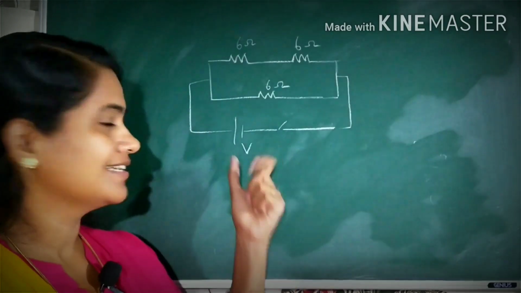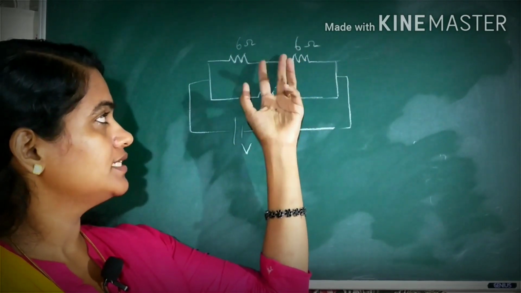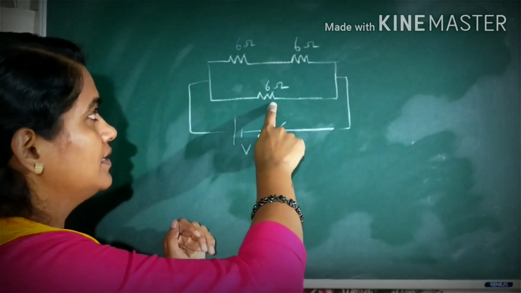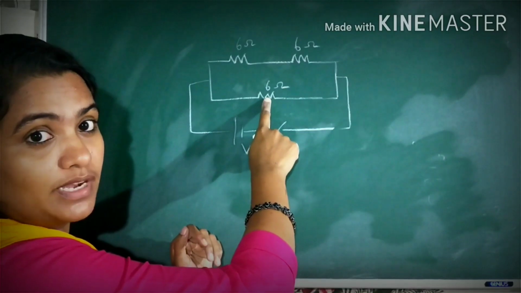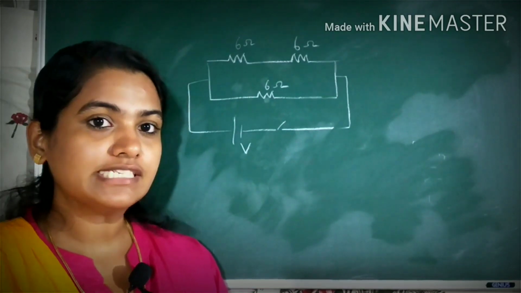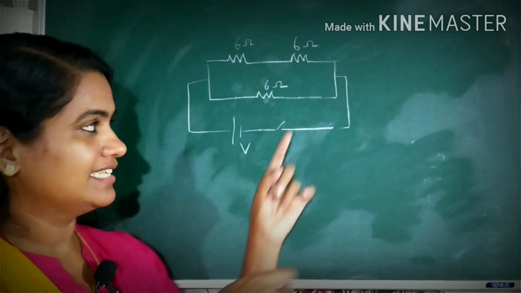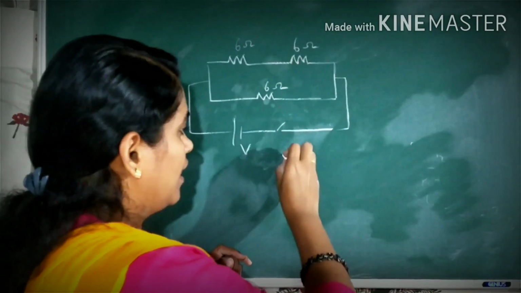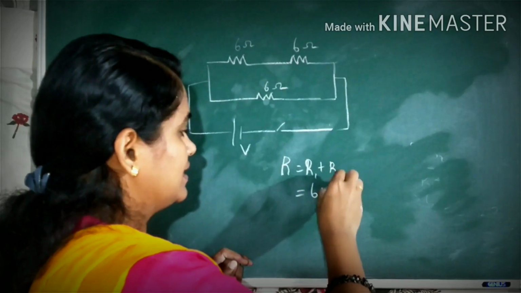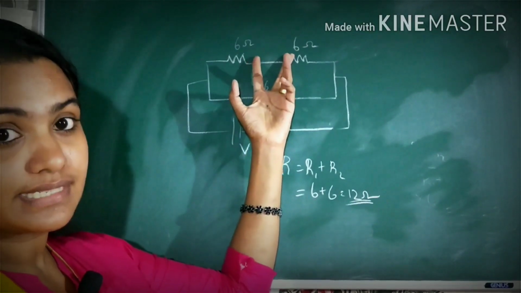Now, check this circuit. We can see that this 6 ohm resistor and 6 ohm, these two resistors are connected in series, and their combination is connected in parallel to another 6 ohm resistor. So how to find the effective resistance of this circuit? First of all, find the effective resistance of these two resistors connected in series. So we get R is equal to R1 plus R2, that is 6 plus 6, that is 12 ohm. So the effective resistance of these two resistors is 12 ohm.